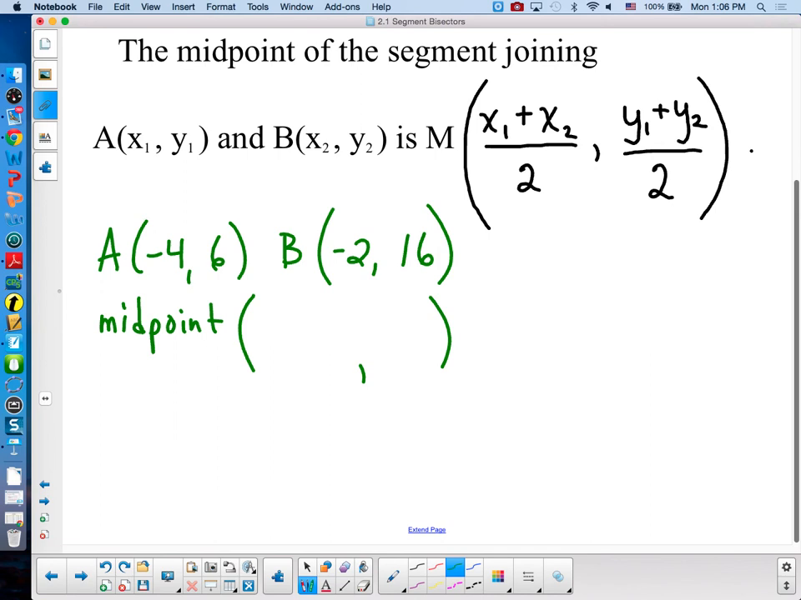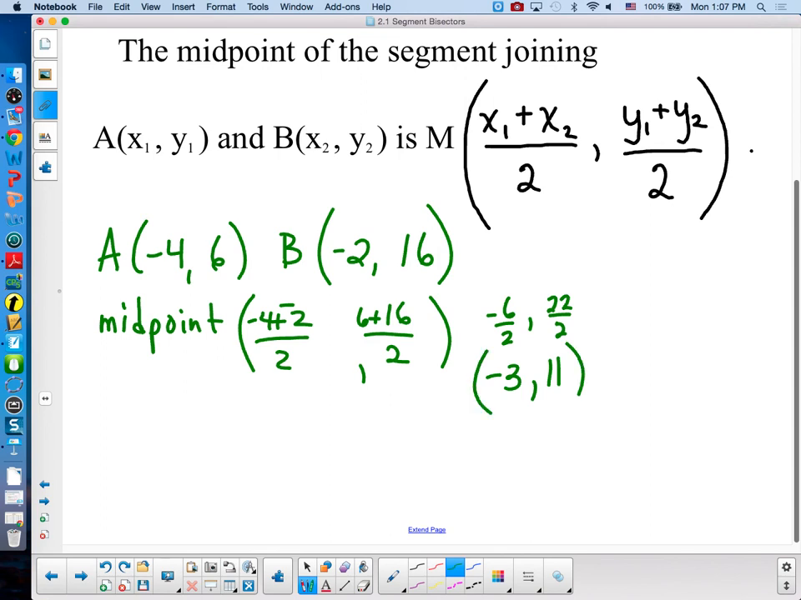I don't think so. I don't think 12 is right. Okay, I think it would be -4 plus -2 divided by 2, and then 6 plus 16 divided by 2. This was -6 divided by 2, which was -3. And then the other one was 22 divided by 2, so that was 11. Did you get the point -3, 11? Raise your hand if you did. Okay, we got some, but not everybody. Question on it?